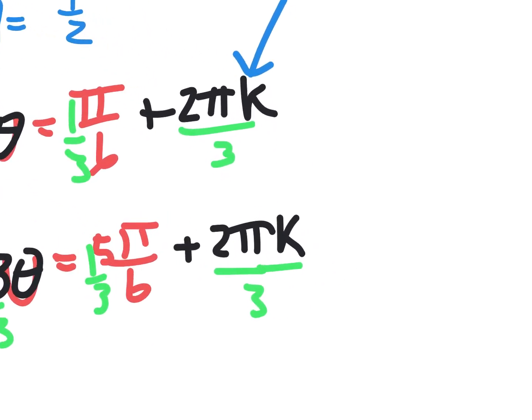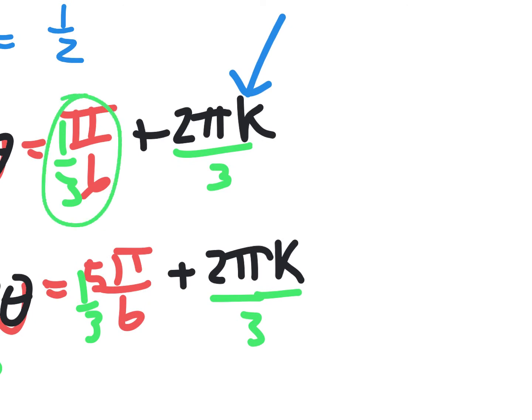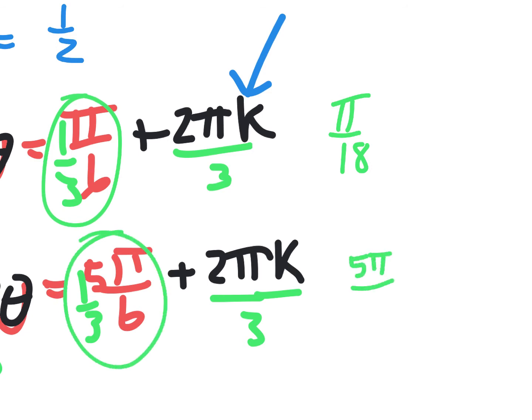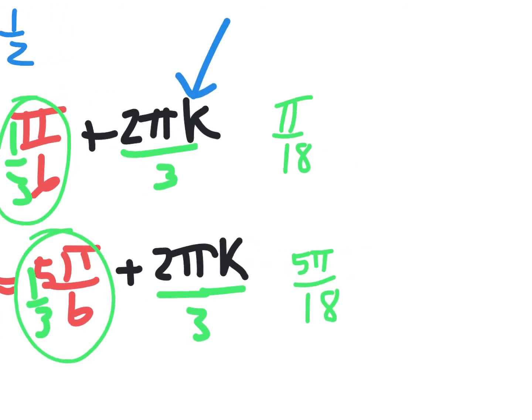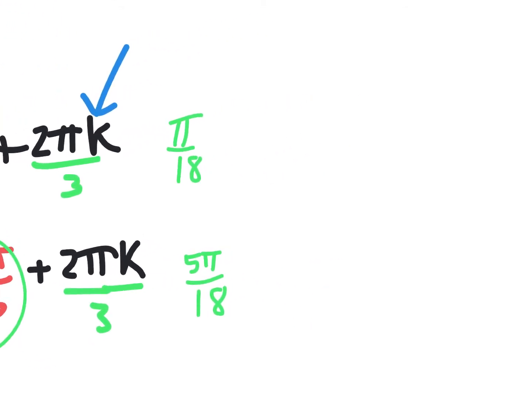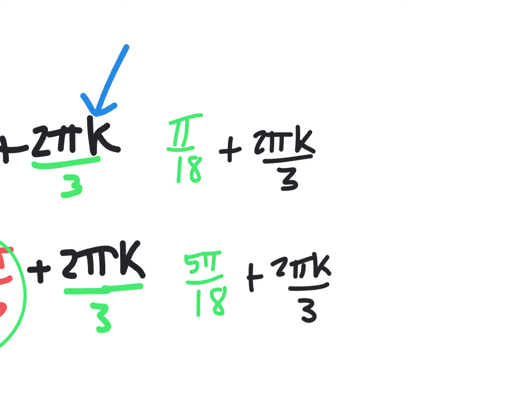And now, here's my answer. Pi over 18 is one of my answers. And this one, 5 pi over 18, is one of my answers. And then if I wanted to get all the rest, I'd have to add 2 pi k over 3.